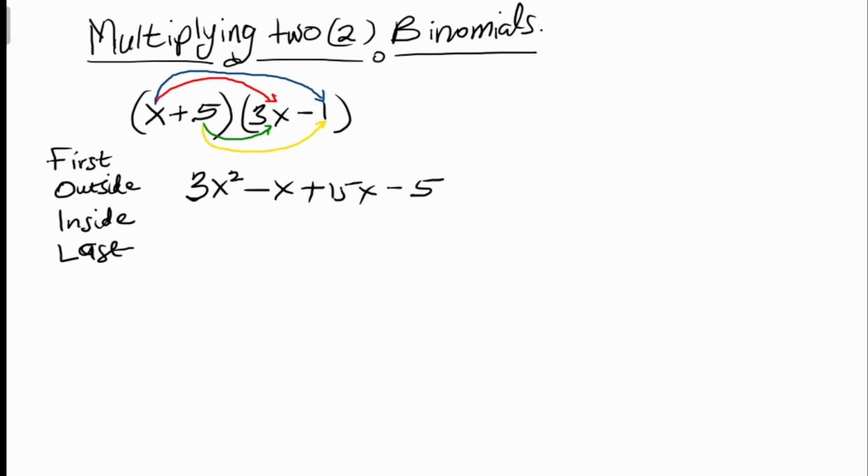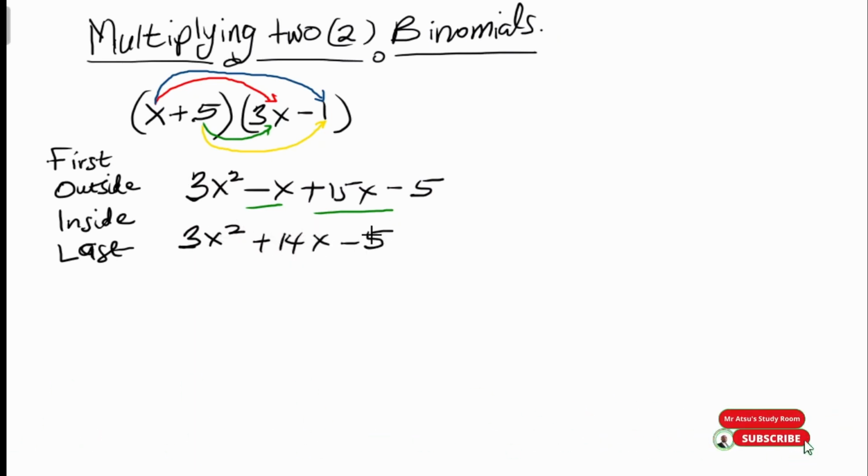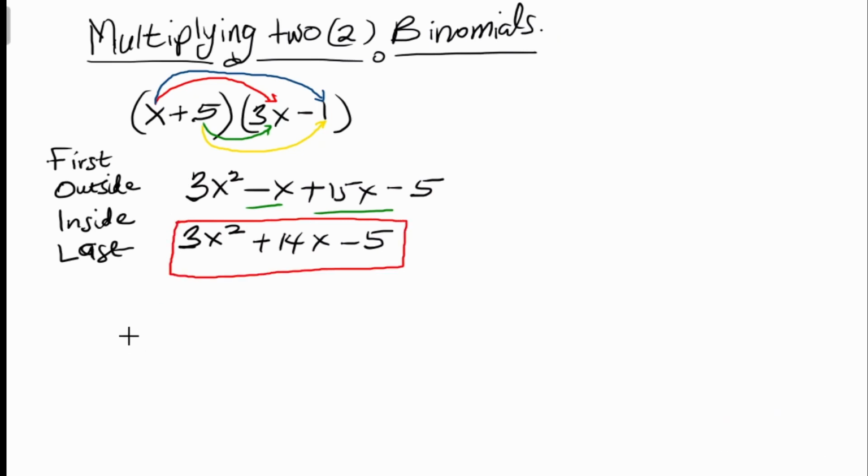Then by this, we can see like terms here, negative x and 15x. So we put them together, and that will be 14x. So the expression now becomes 3x squared plus 14x minus 5. And this becomes the answer for the multiplication.